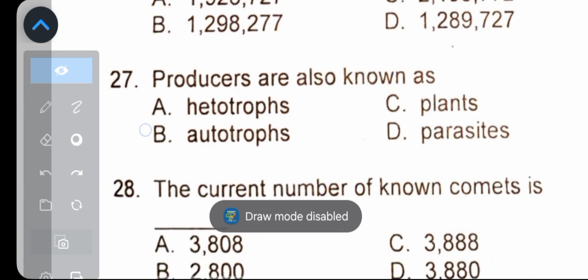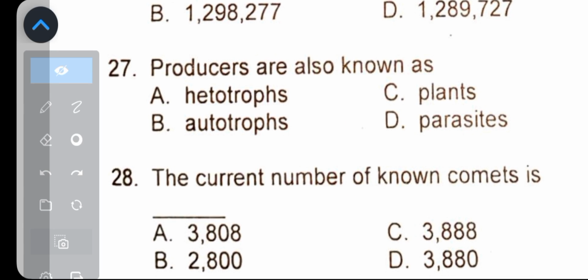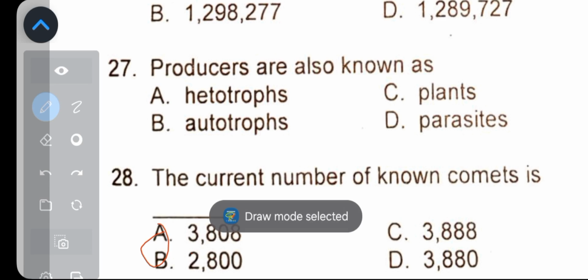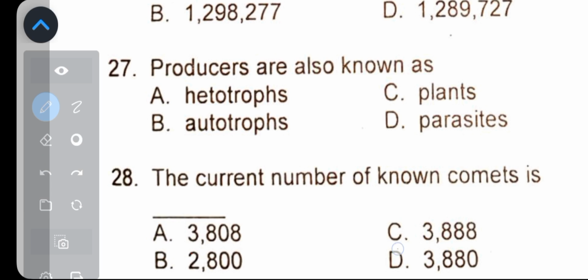Question 28. The current number of known comets is A. 3,808, B. 2,800, C. 3,888, D. 3,880. The answer to question 28 is D.